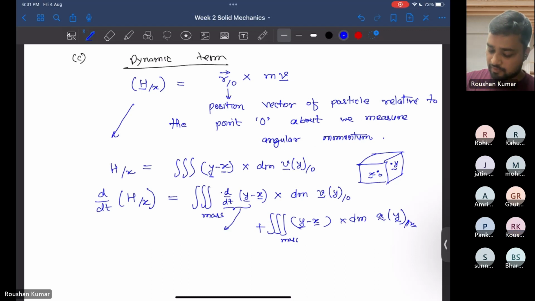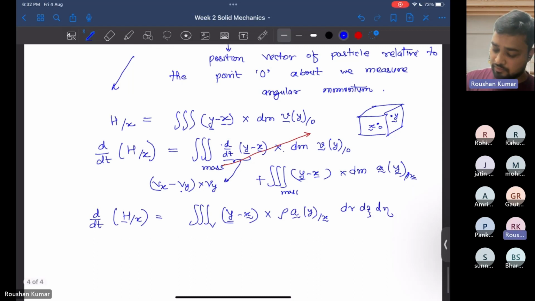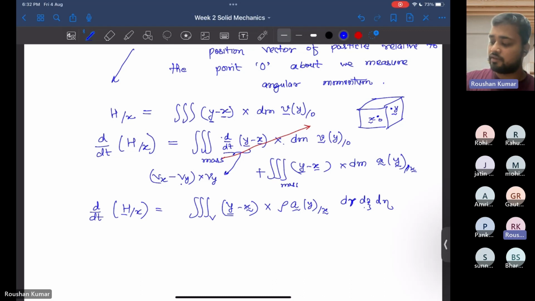This also gives us velocity at x minus velocity at y, and it is a cross product with velocity at y. This is basically the cross product of two same vectors, which turns out to be 0, so this term cancels out. The final term which is left is d by dt of h about point x, given by the volume integral of y minus x cross rho a, acceleration at y, d gamma d xi d eta. So this is the integral over the volume element d gamma d xi d eta.